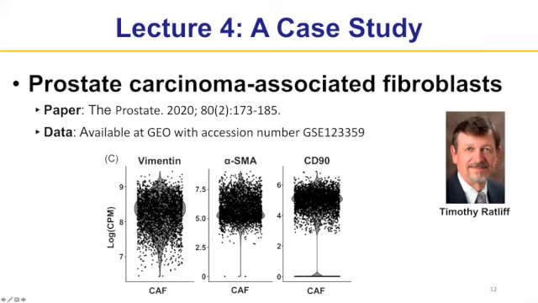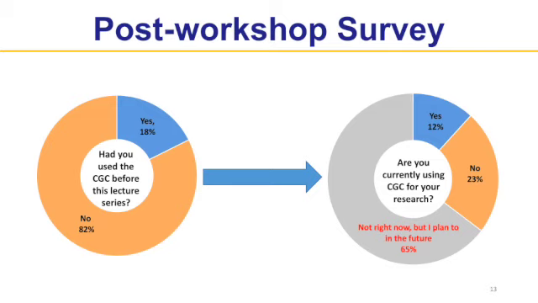At the end of the workshop, we did another survey, to see how well we did and whether we met the expectations. The left panel pie chart indicates that only 18% of the participants used the CGC platform before, but after the workshop, combining those who already used it and those who plan to use it, it's almost 80%. I did talk with some of the participants. They said, "Oh, we didn't even know of its existence, and we're really excited to use this for our own research."